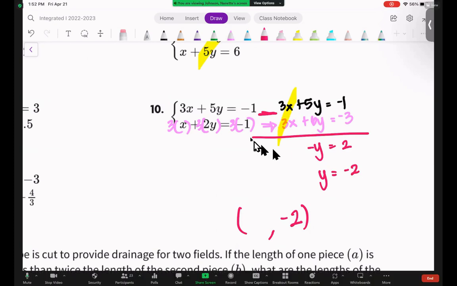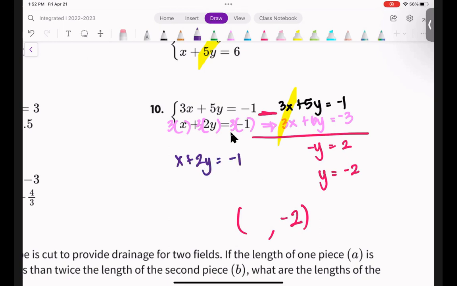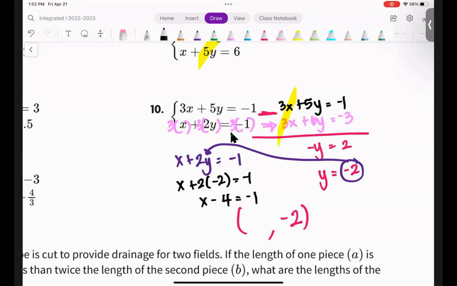Very good. We substitute. And you get to pick which equation you want. I like the second one. So I'm going to go with the second one. I'm going to go x plus 2y equals -1. And then I'm going to take this guy and plug him in here. I'm almost done. So we get x plus 2 times -2 equals -1. I get x minus 4 equals -1. So x equals 3. That's my guess.